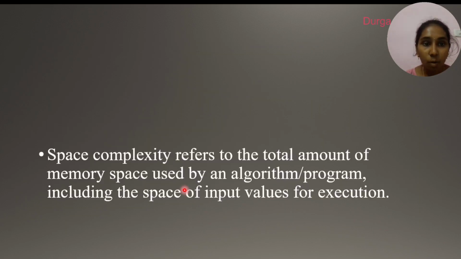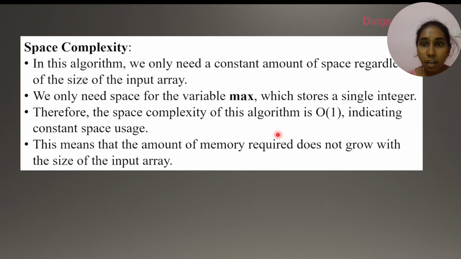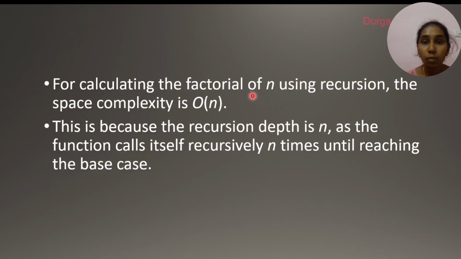Let's see the space complexity. I already discussed it in the previous class, so I will just give a brief idea. Space complexity refers to the total amount of memory space used by the algorithm. If it is taking a constant amount of space, then it is order of 1. If it is taking space based on the input value, it will take order of n. In this way we can find the space complexity as well as time complexity.